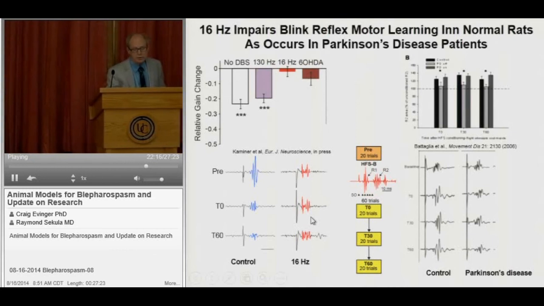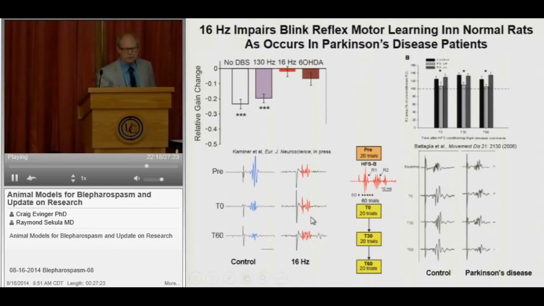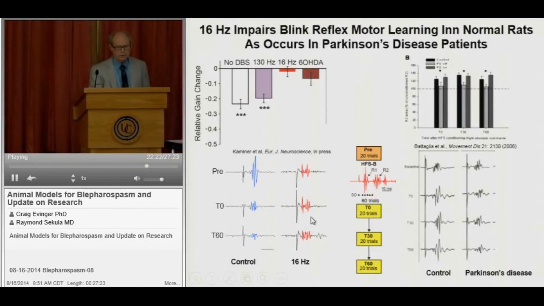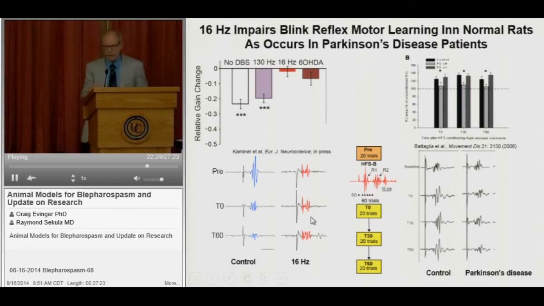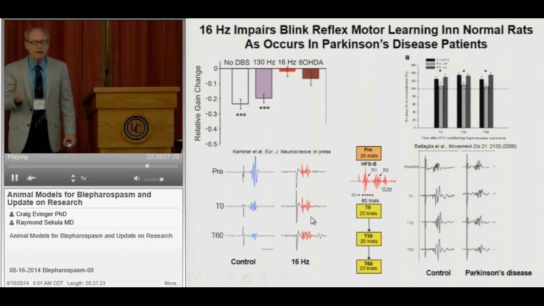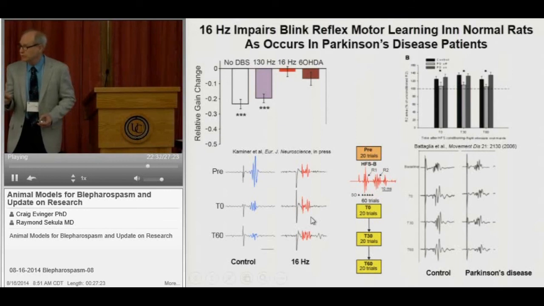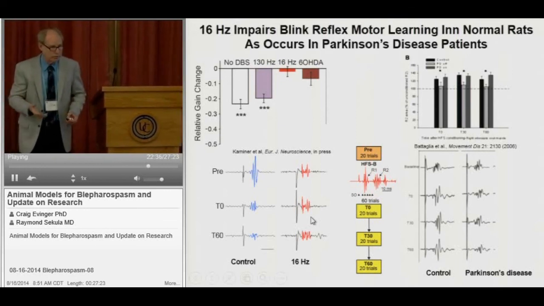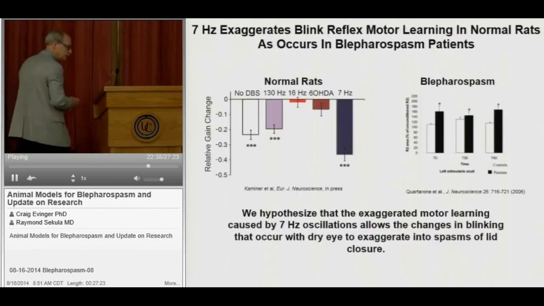And when you do a 6-hydroxy lesion, which is sort of a rat model of Parkinson's disease, you get the same ability. So the 16 hertz impairs motor learning. Now the question is, what happens when you do 7 hertz? Right? Because that's dystonia. I'm arguing that's going to exaggerate motor learning. And that's exactly what it does.